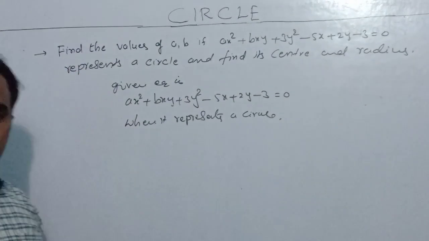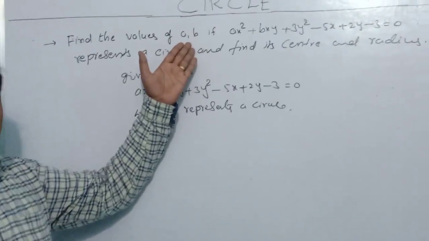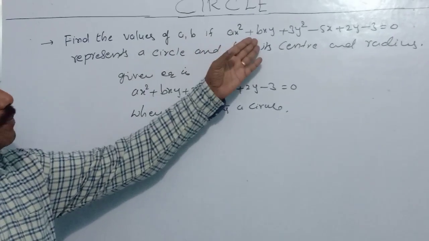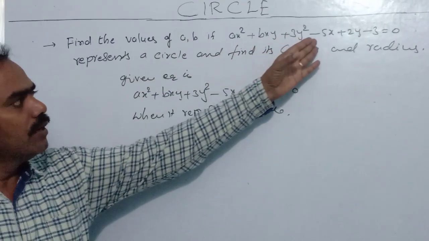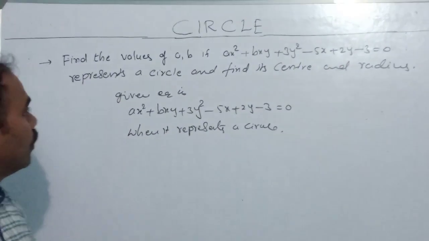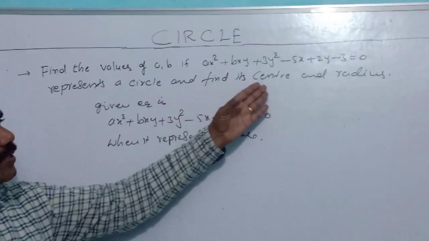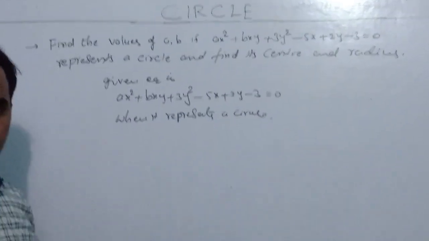The next problem is: find the values of a and b if ax square plus bxy plus 3y square minus 5x plus 2y minus t equals 0 represents a circle, and also find its center and radius of the circle.